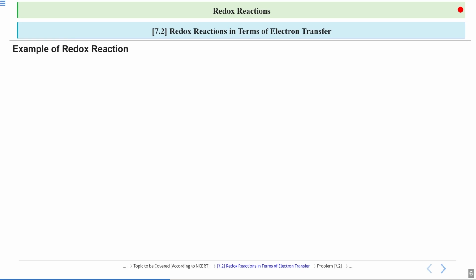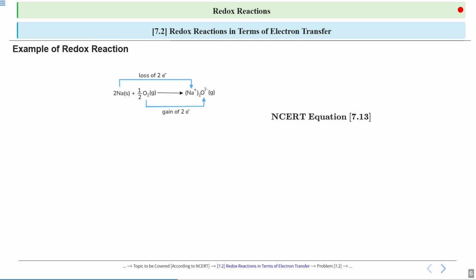Now, again in this chemical reaction, you can see that here the sodium is being reacted with half O2, forming Na2O. So this is a particular chemical reaction in which there is also again the gain and loss of two electrons. But here you will find the different oxidation number for sodium and oxygen with respect to the previous one.